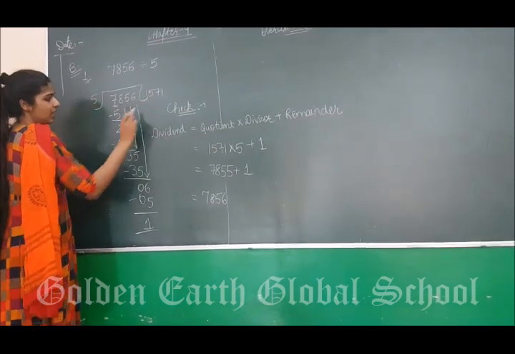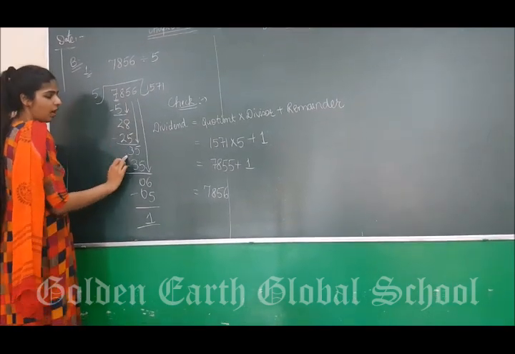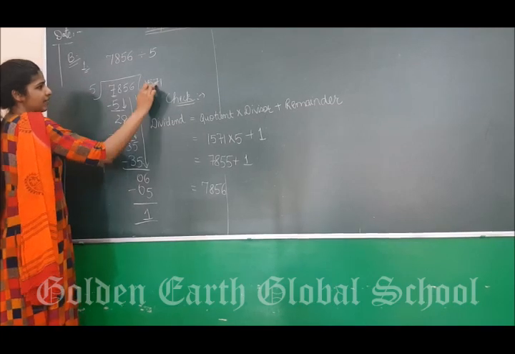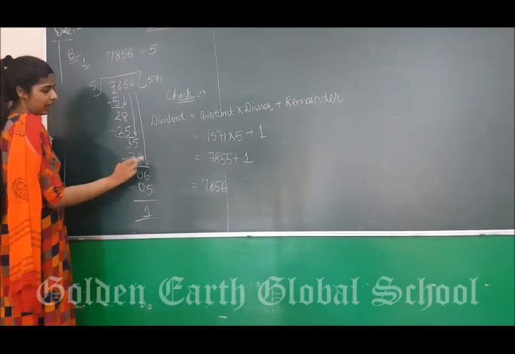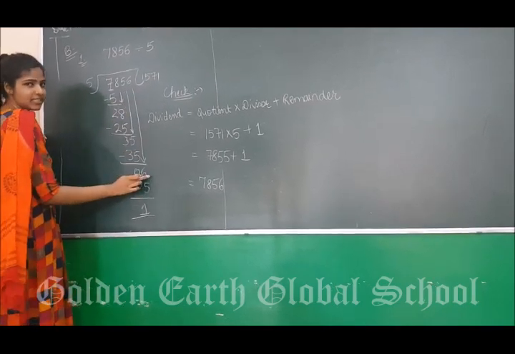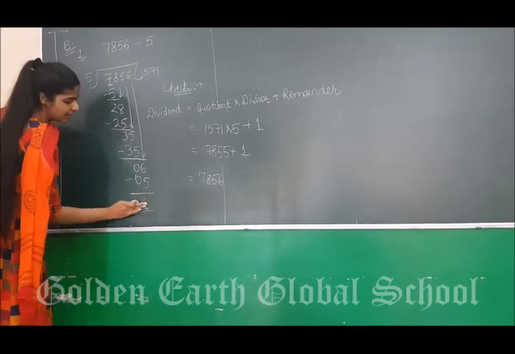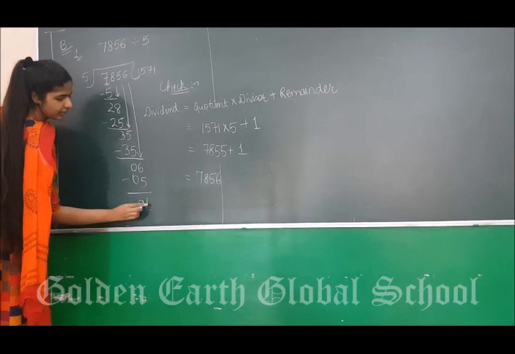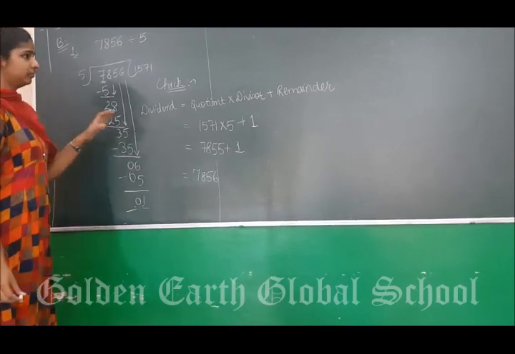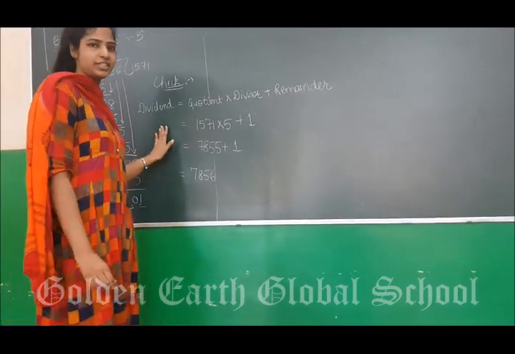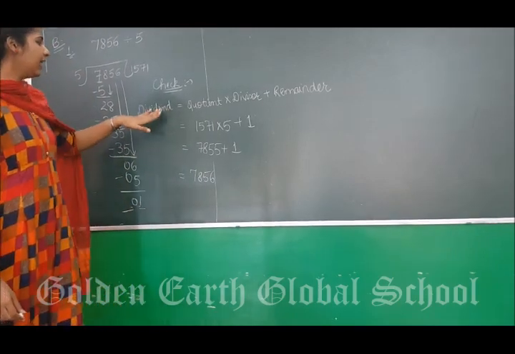28, 5 5s are 25. What did we get? 35. 5 7s are 35. Now at the end we are left with 6 and 5 1s are 5. 6 minus 5 is 1. So हमारे पास रिमाइंडर क्या आ गया? 1. Now to check this question, the formula is that your dividend.